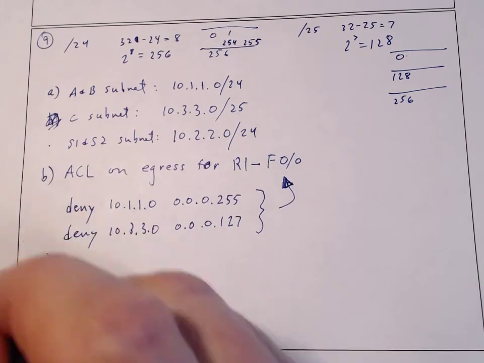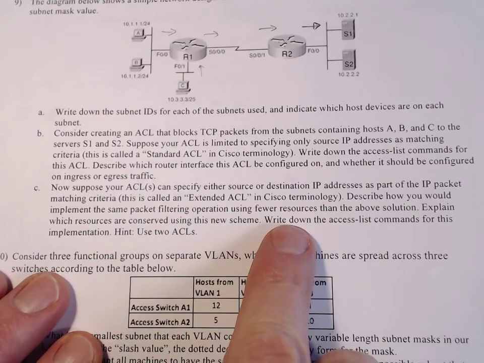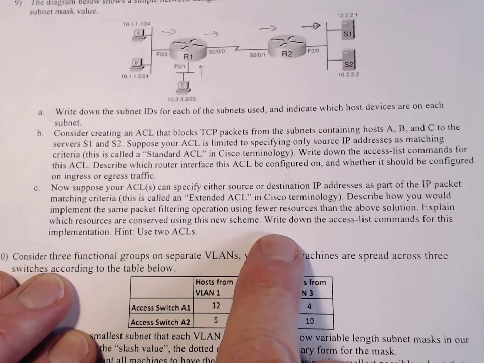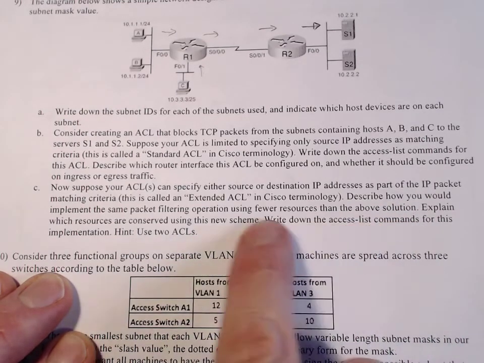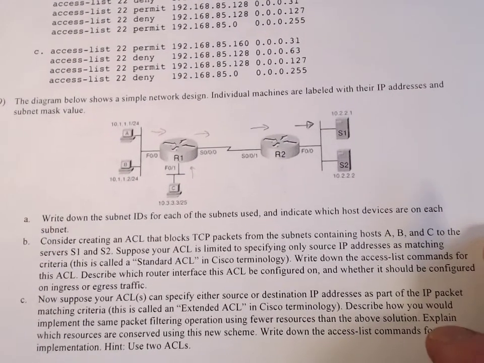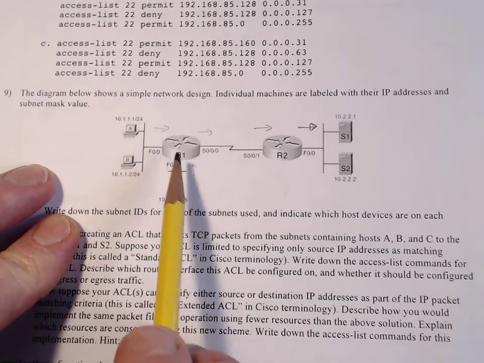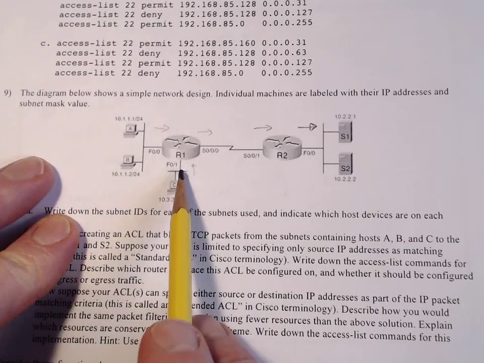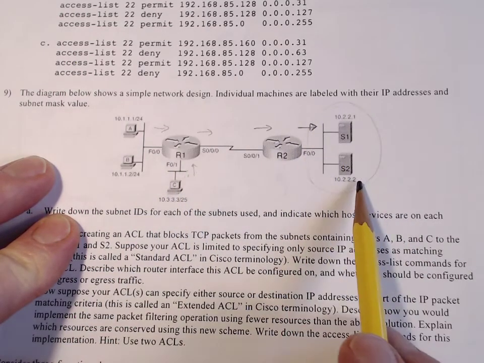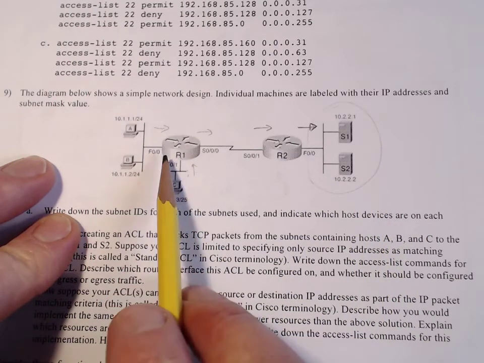Okay, for part C now, it says let's go ahead and use an extended ACL. So now we can specify destination address also. And this is nice. So we're asked to write down a new solution which uses fewer resources. The idea here is that we're going to place our ACLs on these two ingress interfaces of router 1. And by doing that, we're going to specify only the destination of that subnet with server 1 and server 2 on it. And that way we're going to avoid routing any of these packets in the first place.